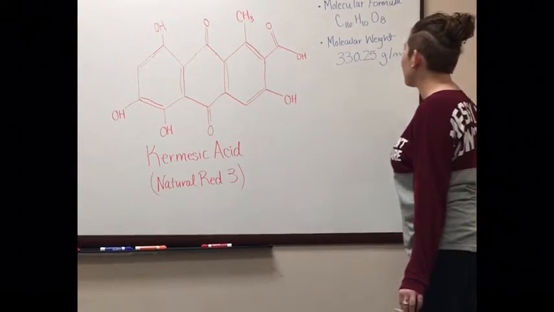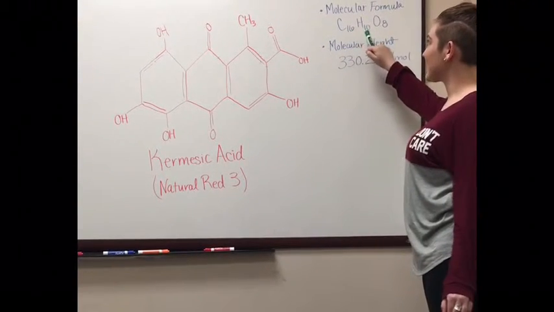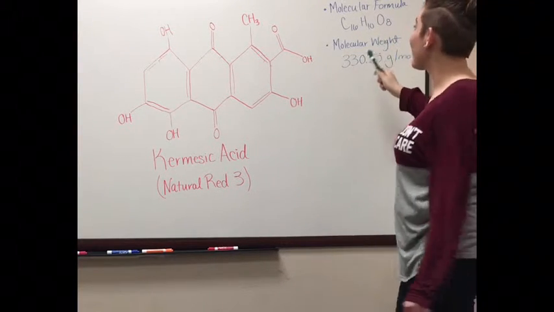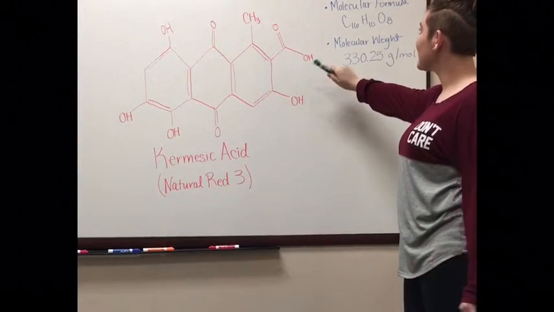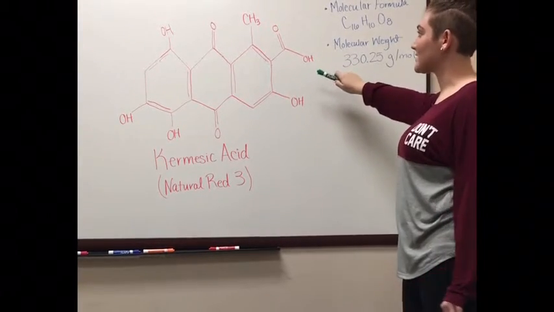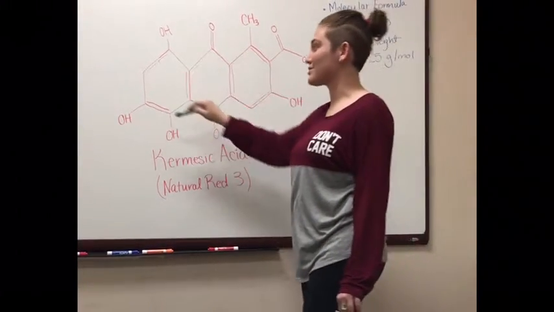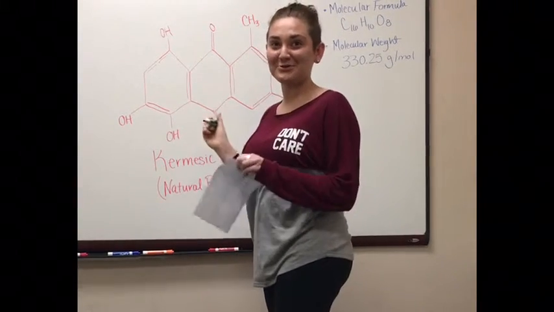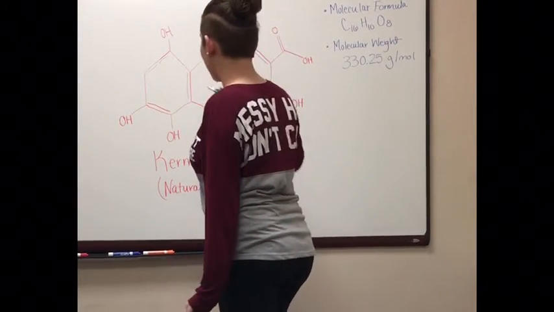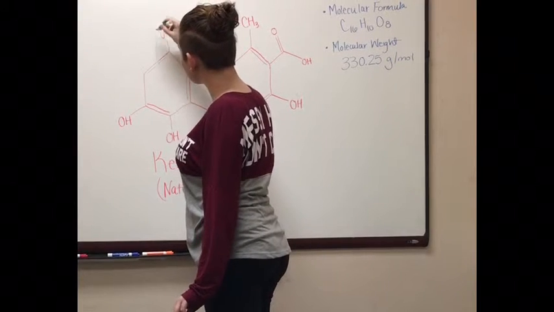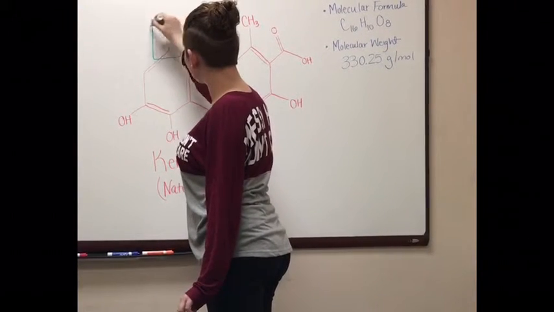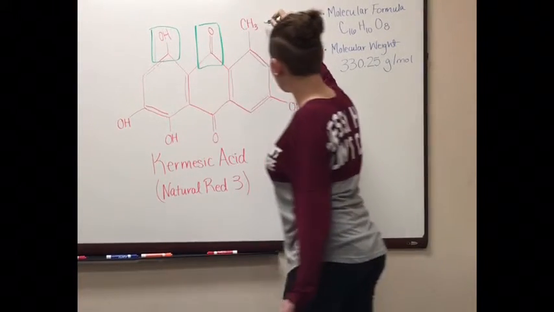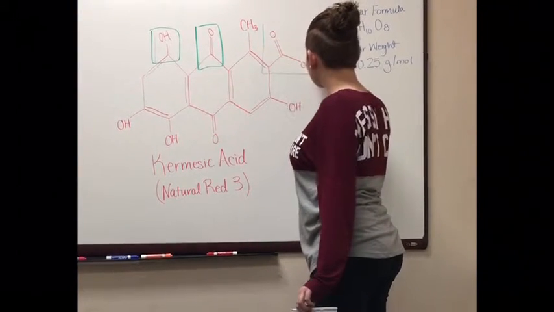The molecular formula is C16H10O8. That means there are 16 carbons, 10 hydrogens, and 8 oxygens in the entire molecular structure. There are 3 functional groups in carmesic acid: alcohols, ketones, and carboxylic acid.